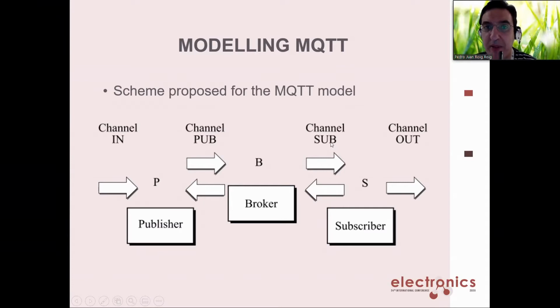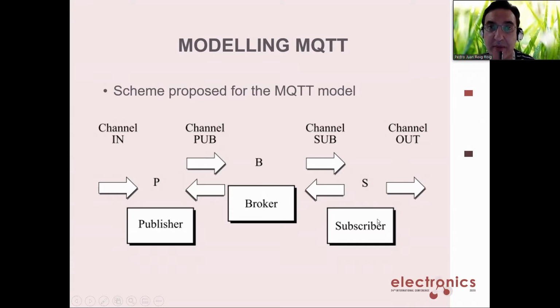We have a channel sub going from the broker to the subscriber. And we also have a channel in, right? For the sensor in the publisher to get information from the outside world. And we have channel out, for the actuator in the subscriber to send messages to the outside world. So at the end of the day, we have four channels: in, pub, sub, and out. And we have three entities: publisher, broker, and subscriber.